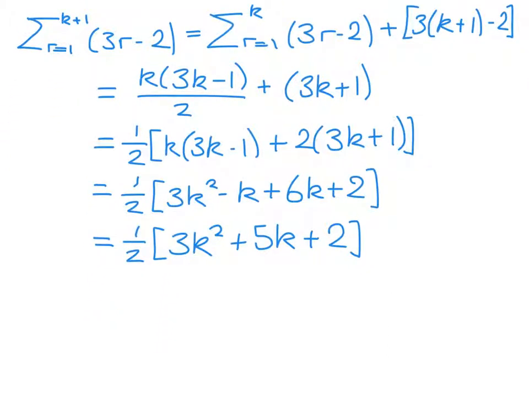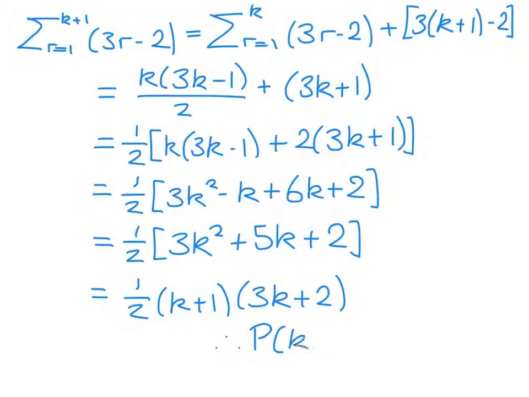We can then factorise this. Together it is equal to a half times k plus 1 times 3k plus 2. And then note, this is actually of the form that we wanted. So this shows that pk plus 1 holds true.